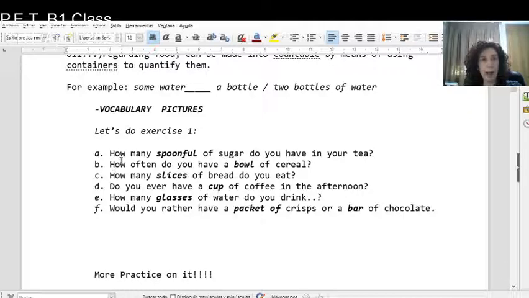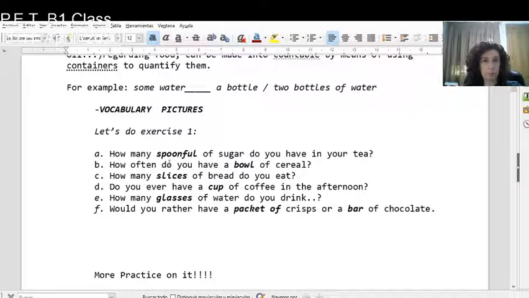A. How many spoonfuls of sugar do you have in your tea? Spoonful, cucharadas. 1, 2, 3, 4, 5, 6 spoonfuls. Sugar is uncountable, but spoonful can be countable. B. How often do you have a bowl of cereal? Very good.